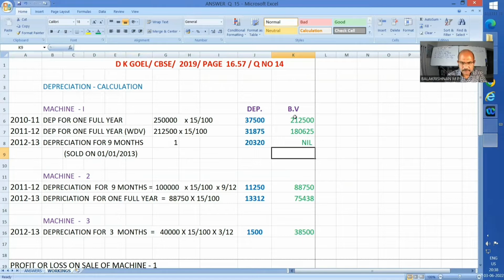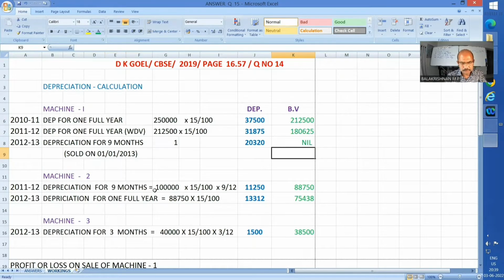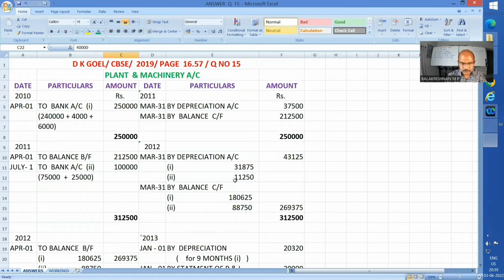Yes, machine 1, its book value was 2,12,500, for the full year 31,875. Yes, I have found 31,875. I placed it here. And machine 2, 1 lakh. It served me only 9 months because it was purchased on 1st July, or in other words, April, May, June, it was not in the picture. So only for 9 months, depreciation happens to be 11,250. You can check all this at your end. Okay, so that also I am showing here. The total depreciation is 43,125.